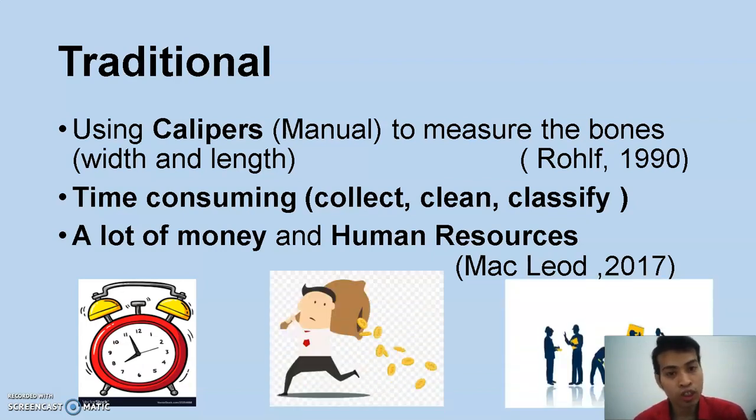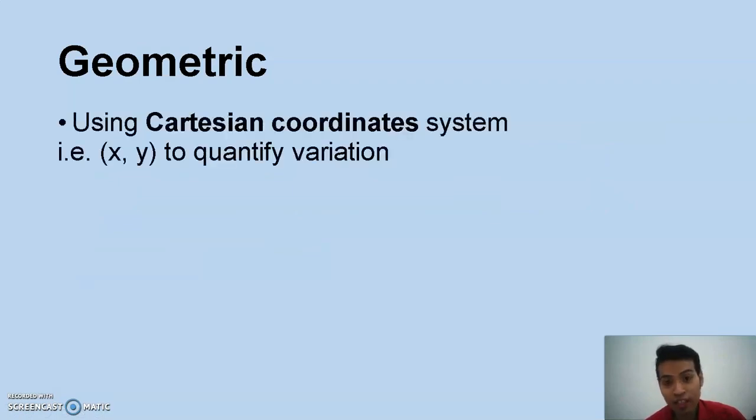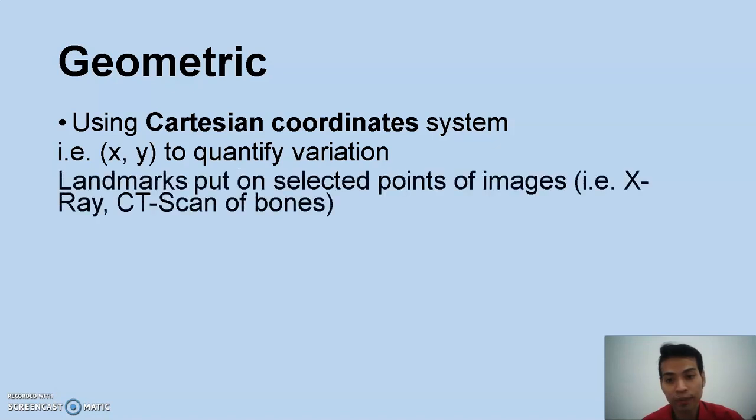Therefore, to solve these problems, we would like to introduce and highlight an innovation idea involving forensic investigations, particularly on cervical vertebra, known as geometric morphometric analysis. For geometric morphometric, as the name implies, we are analyzing the bones geometrically, meaning to say that we are using Cartesian coordinate system, for example x and y, or x, y, and z, to quantify bone variations that will be used for further analysis.